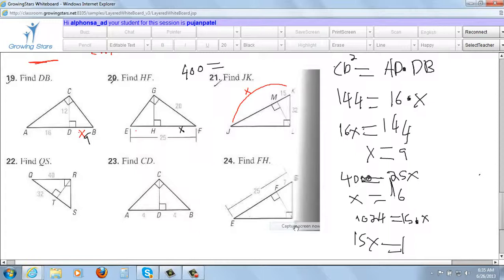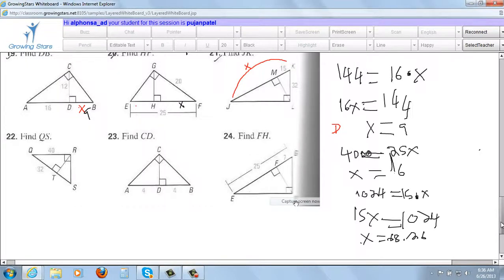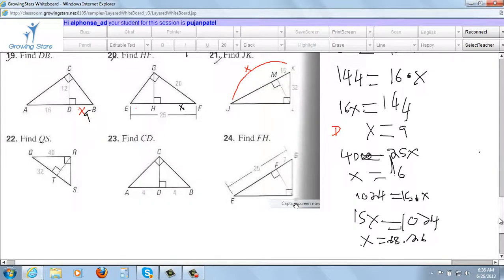X equals 68.26. Okay, you're doing well, but don't leave the answer in X. X is something which we have put. So for the final answer, write DB equals for the first one. Next one, write HF equals.